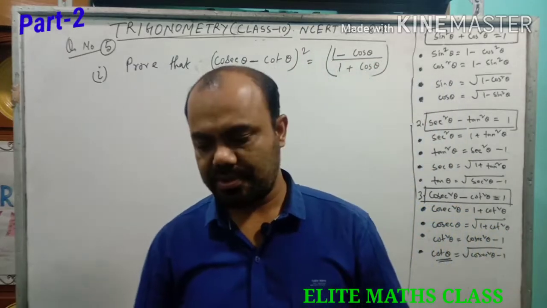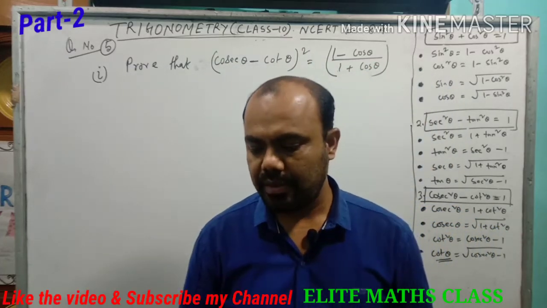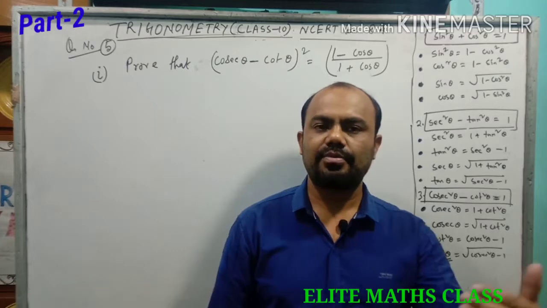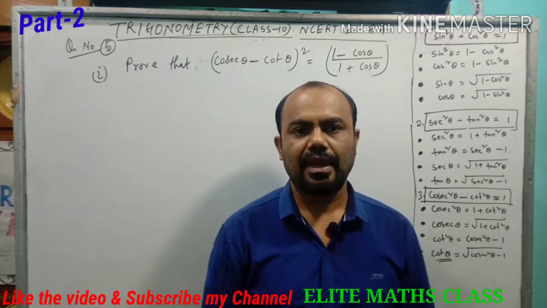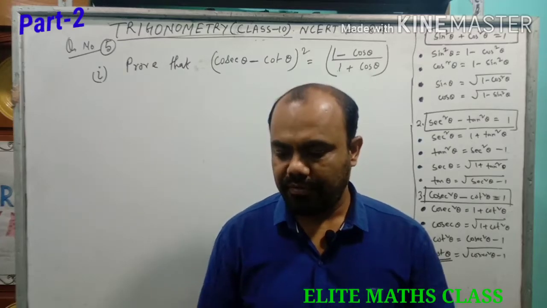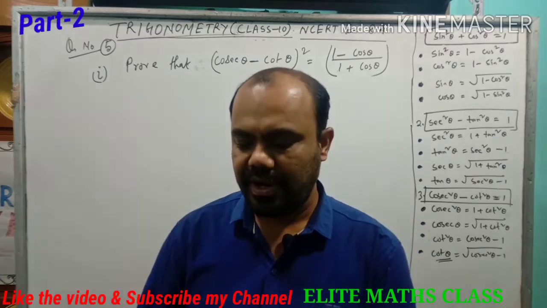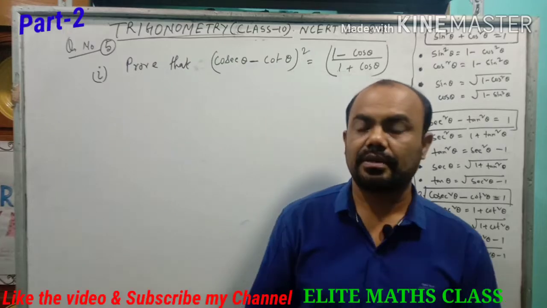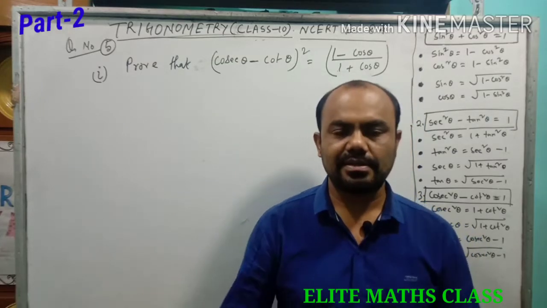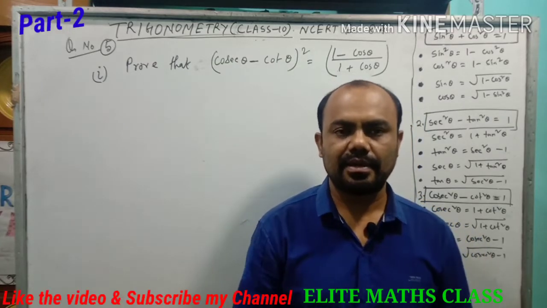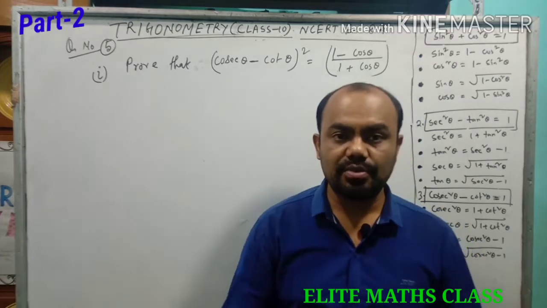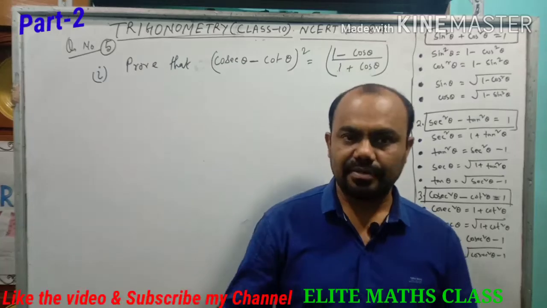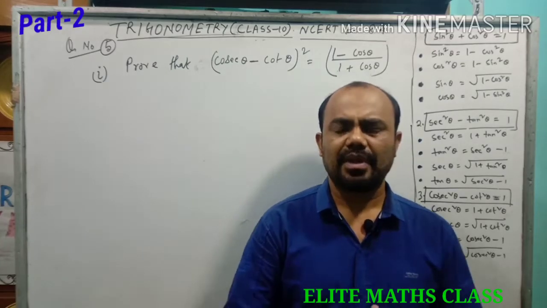There are two questions, Roman 1 and Roman 2, of question number 5. Up to number 4 were already solved in the last video. Now see, from 5 these are some different types. These are proof-type questions, that is, prove that this equals this or something like that. Now we will see how to prove, how to solve, how to get the result for this type of question.